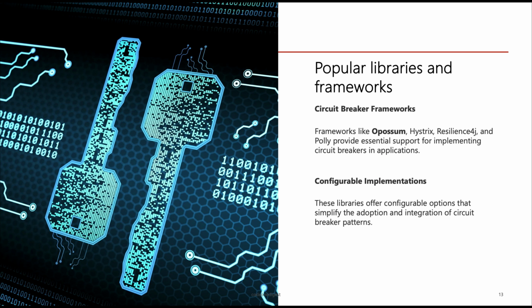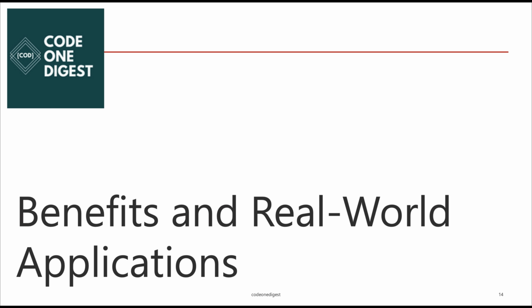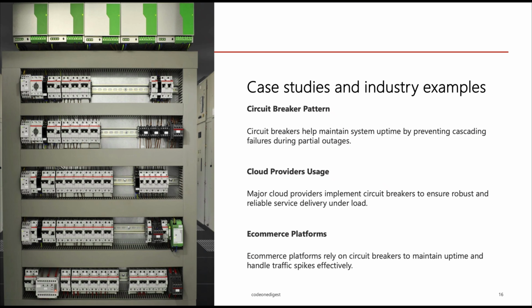There are libraries and frameworks available like Opossum, Hystrix, Resilience4J, and Polly to implement circuit breaker pattern. These libraries offer configurable options that simplify the adoption and integration of circuit breaker pattern. What are the benefits of circuit breaker pattern and real world application? Major cloud providers today implement circuit breaker pattern to ensure robust and reliable service delivery. And many e-commerce platforms rely on circuit breaker pattern to maintain uptime and handle traffic spikes effectively.